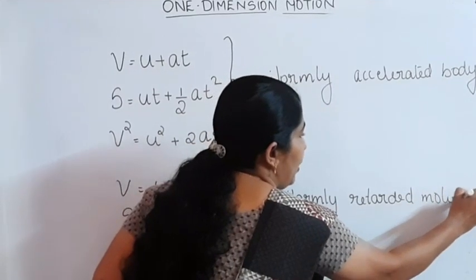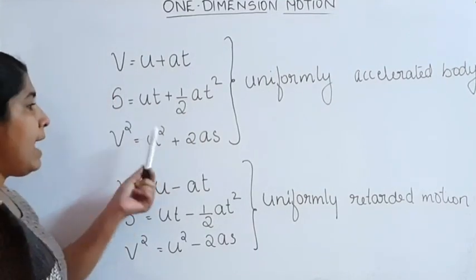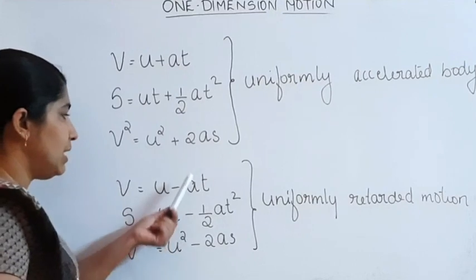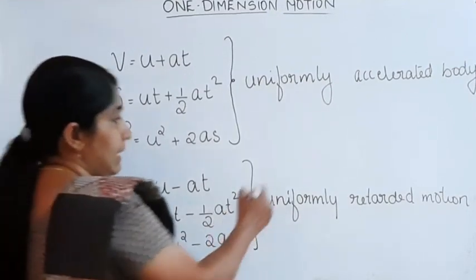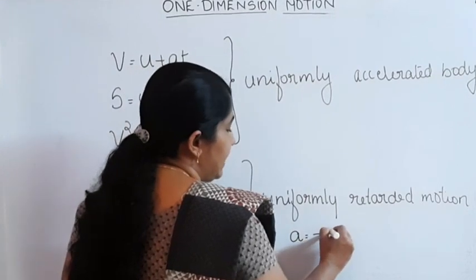For uniformly accelerated motion, the equations of motion are like this, and for uniformly retarded motion, the equations of motion are like this, because in the case of retarded motion, A is equal to minus A.